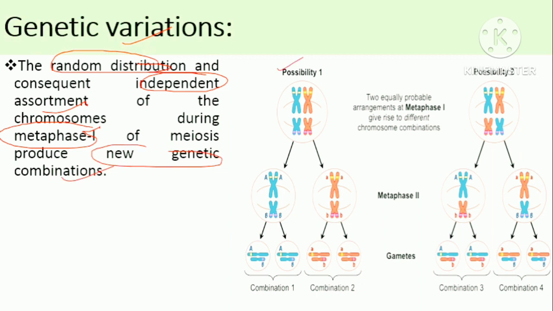As we can see, in possibility 1, these chromosomes are marked by two different colors. One is blue, the other is red. So either the blue chromosomes can move to one cell, and the red will move to the other cell. In the other case, there can be mixing, so one chromosome is blue and the other is red. This is known as independent assortment. These are the various combinations which can be obtained by these cells on the basis of their chromosomal distribution. So this chromosomal distribution helps in bringing genetic variation in an organism.